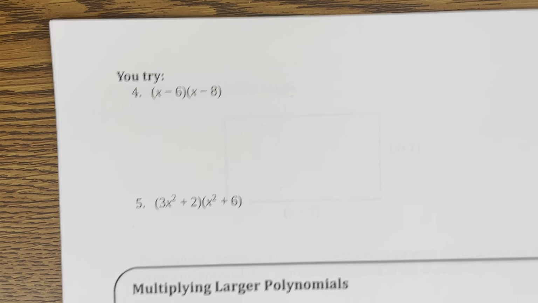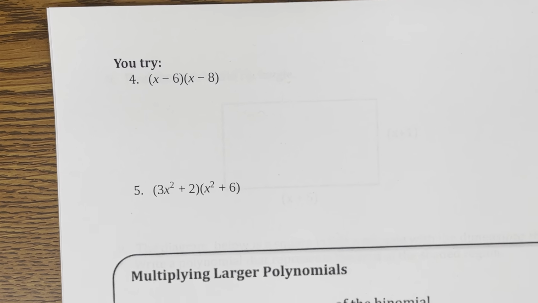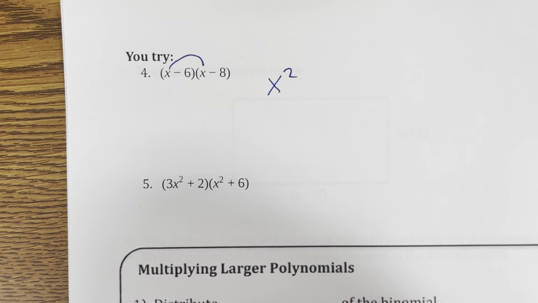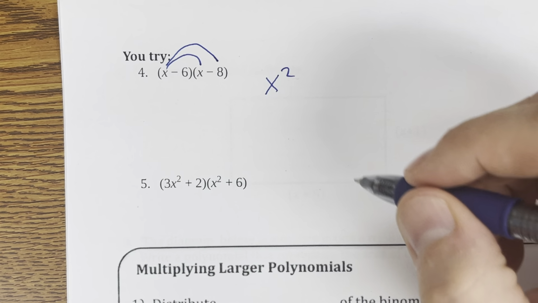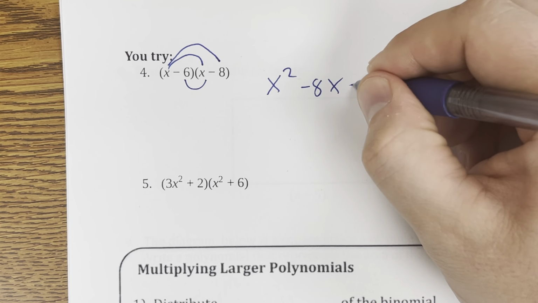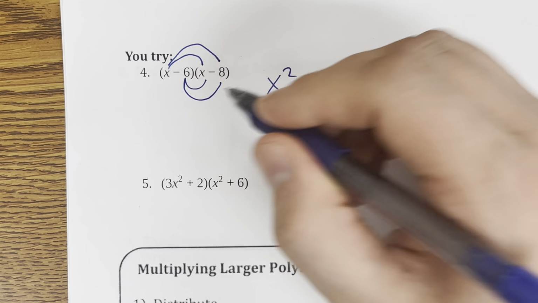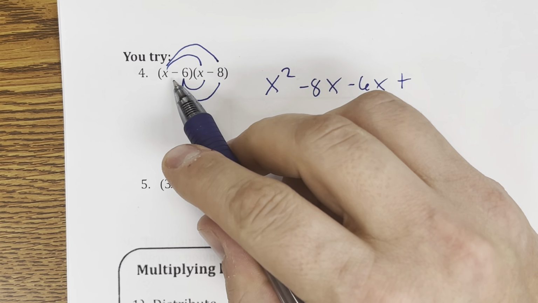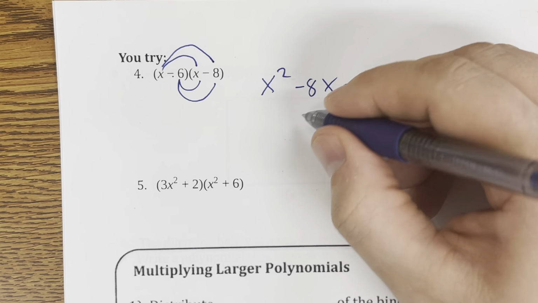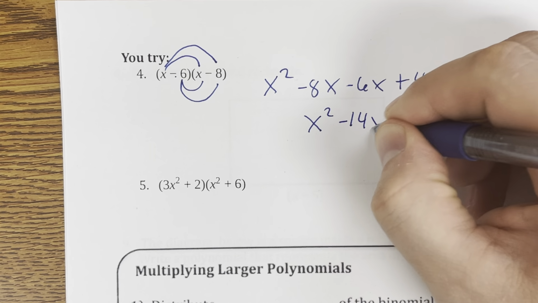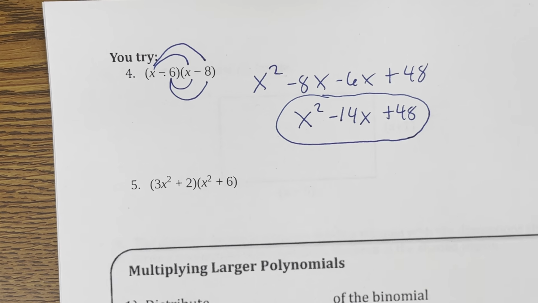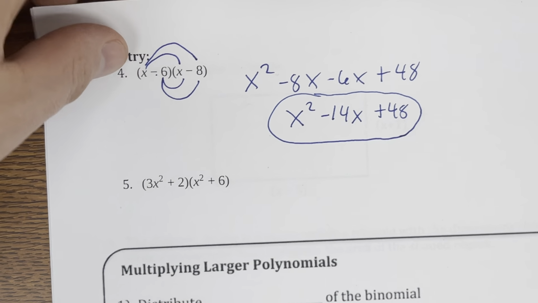For the you-tries, go ahead and hit pause and give them a shot. All right, hopefully you had some success. So the first one, distribute the x. X times x is x squared. X times -8 is -8x. Now we'll distribute the -6. Do the inner next, -6x, and -6 times -8 is a positive. Careful with your signs. Negative times a negative is a positive, and that's 48. Combine the middle terms. X squared minus 14x plus 48. Don't forget to combine like terms either. Typically, the two middle terms should end up getting combined.